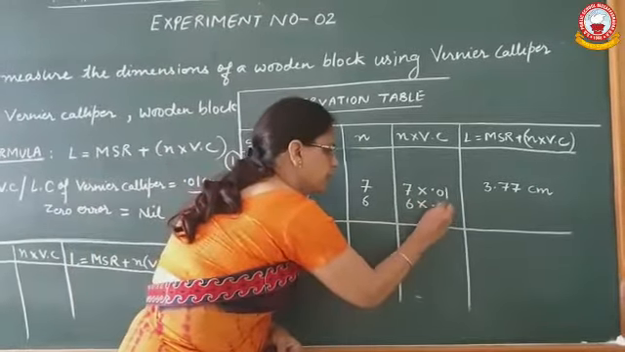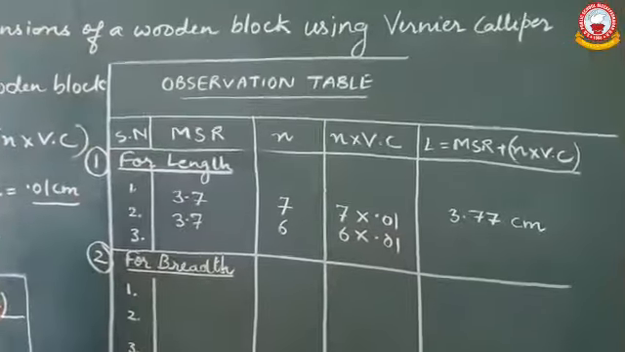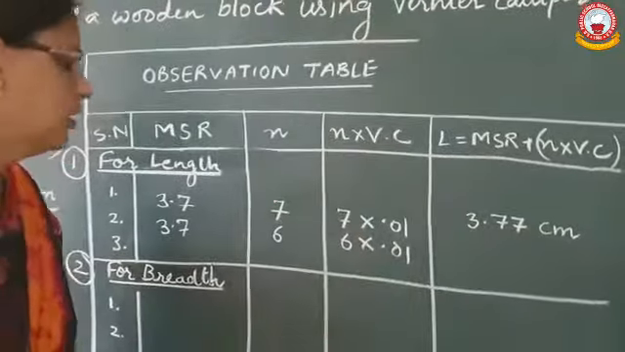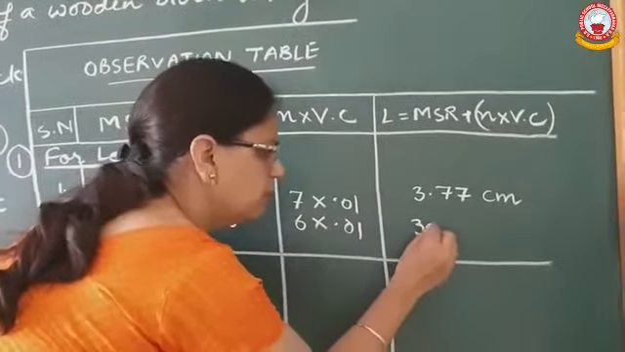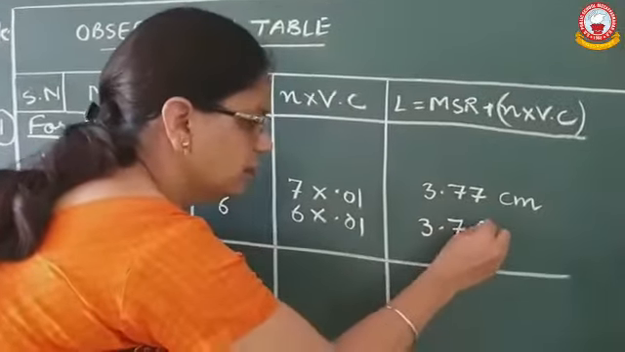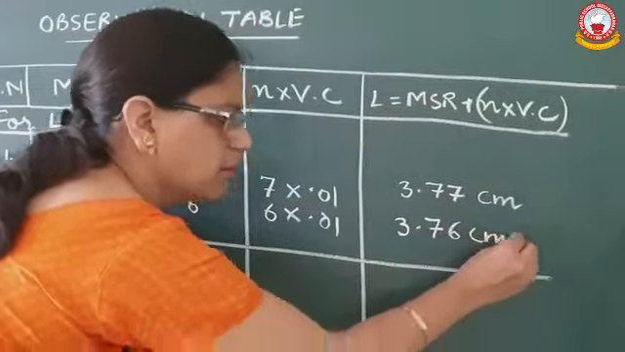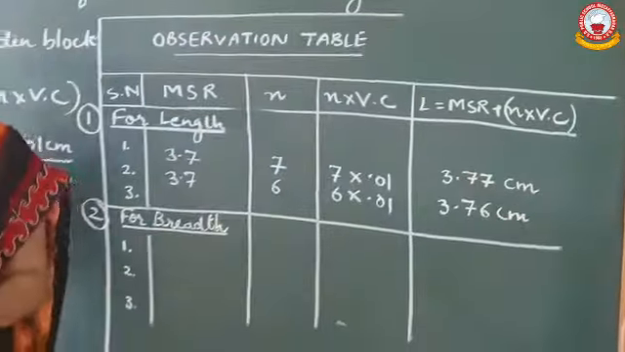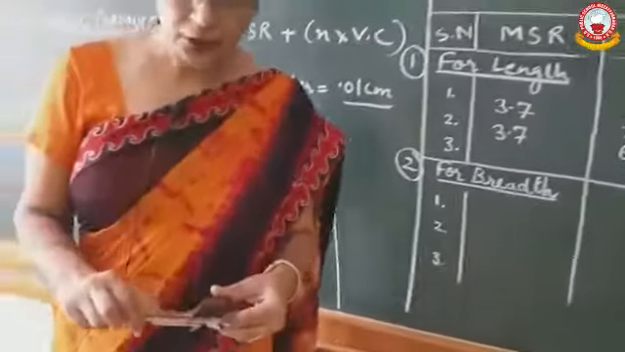and thereby multiply by the Vernier constant and then use the working formula. We will obtain the value 3.76 centimeter. Similarly, we will take the third observation.